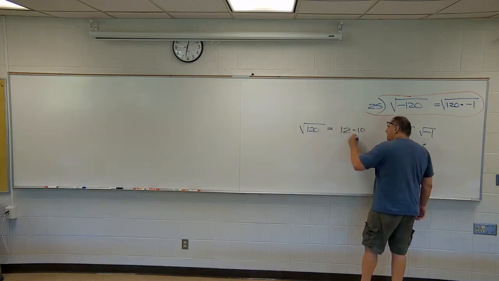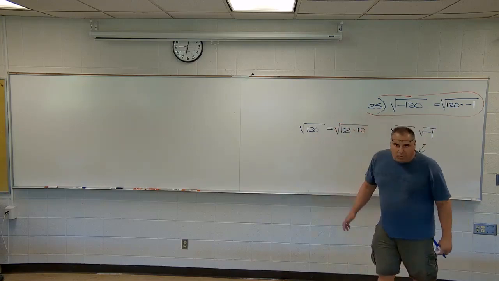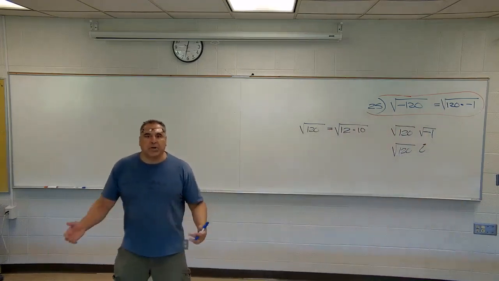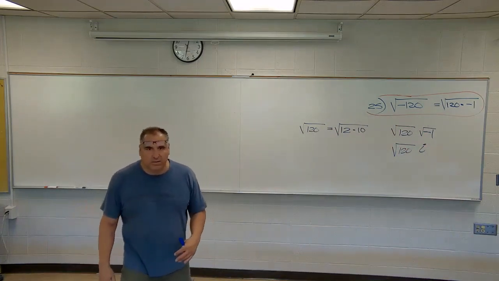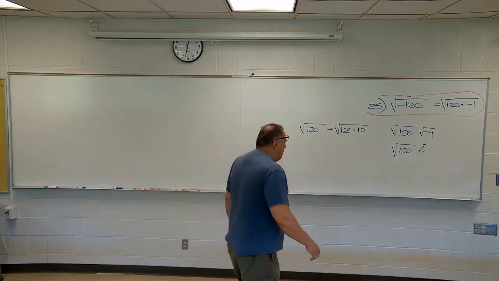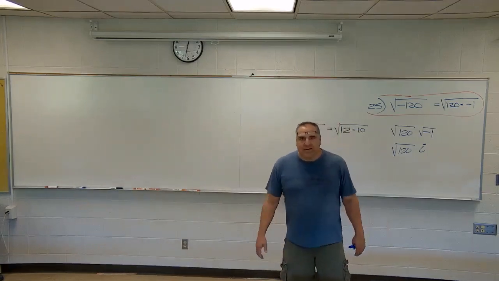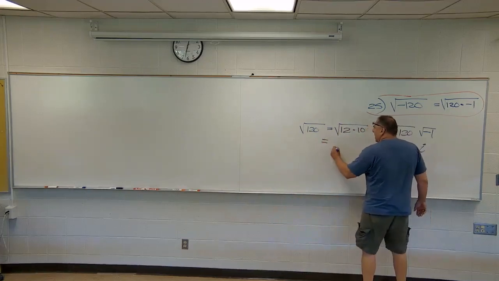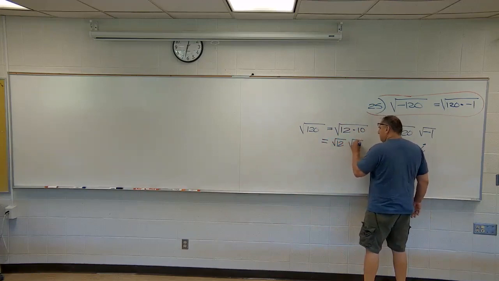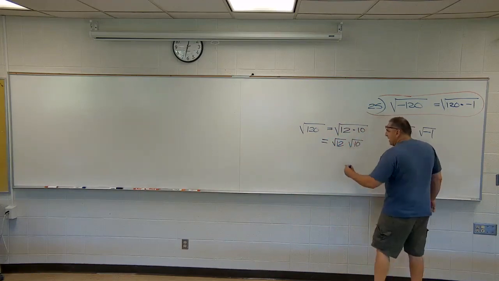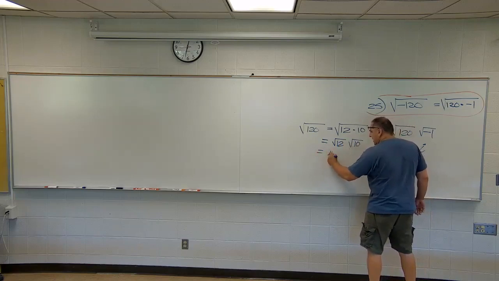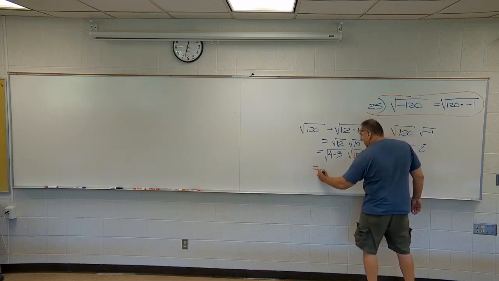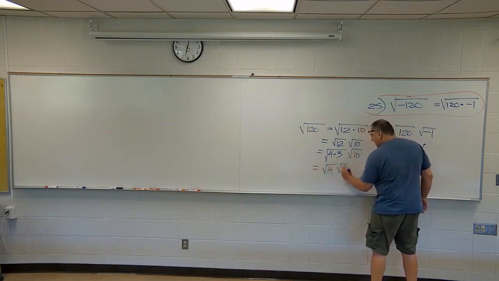12 times 10 is 120. 2 times 60 is 120. 3 times 40 is 120. 4 times 30 is 120. 6 times 20 is 120. 15 times 8 is 120. I got to start somewhere. Break these up. You can do that, and then go here. It's 4 times 3, 12. Now break it up some more. What am I doing? Well, you're going to see what I'm doing.